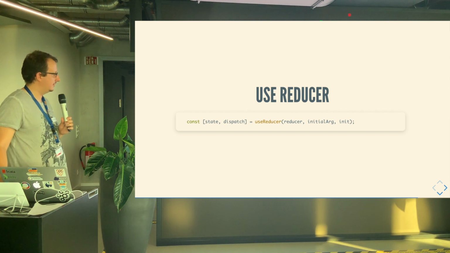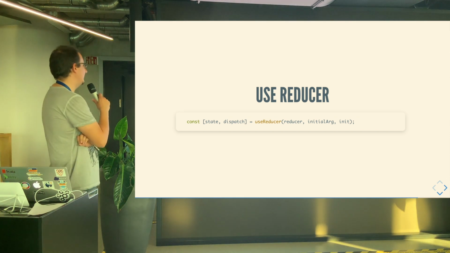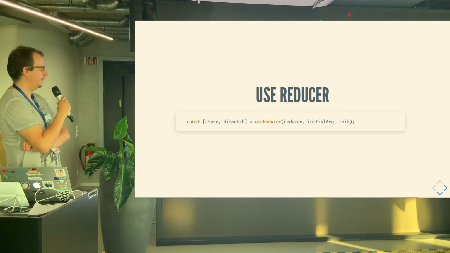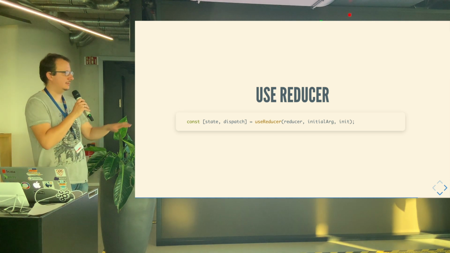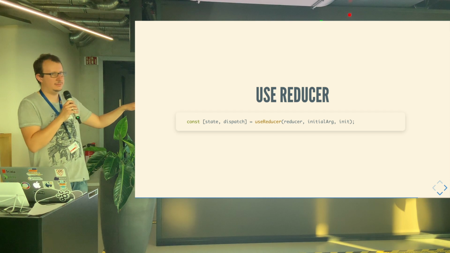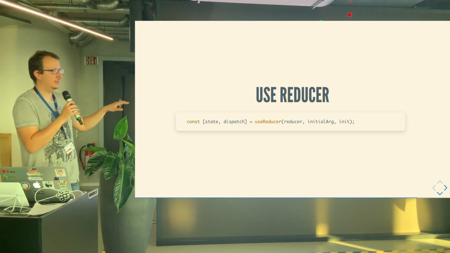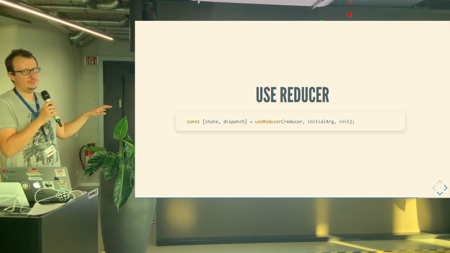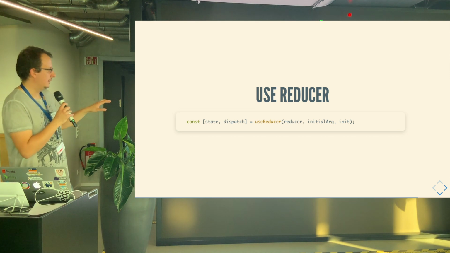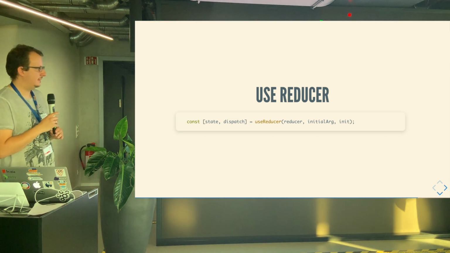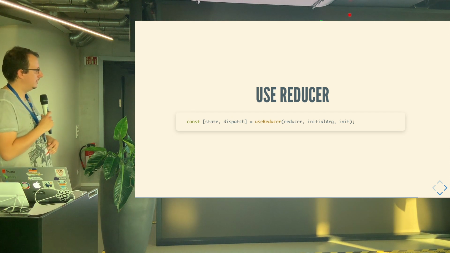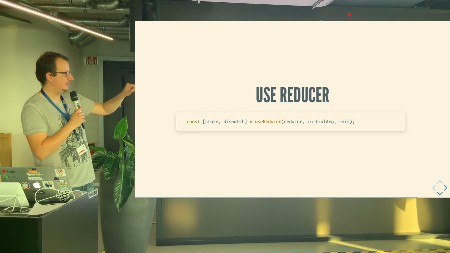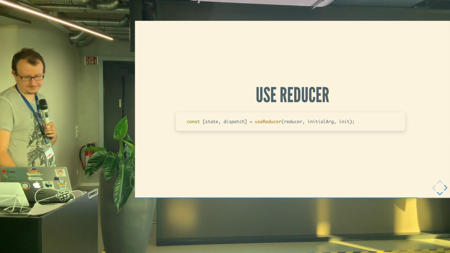Then there's a fancy one, use reducer. This gives you back a state and a dispatch function. Note that the dispatch function is static. So this dispatch function will never change between renders. This is guaranteed to be static, and if you use it within useEffect, for example, you do not have to specify it as a dependency. It will never ever change. So use reducer is in the end quite similar to what most people may be used to from Redux. So you have a reducer function, an initial argument, and an init function.